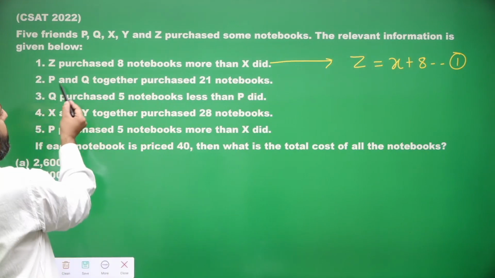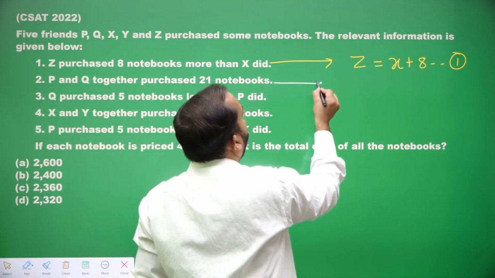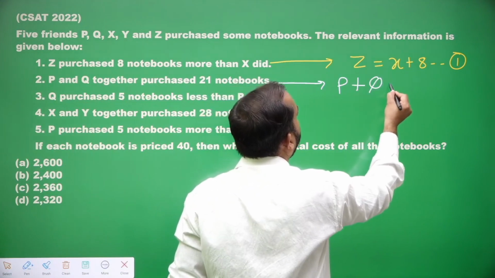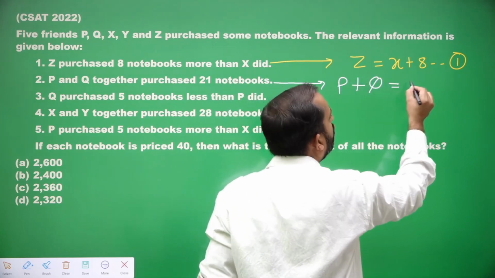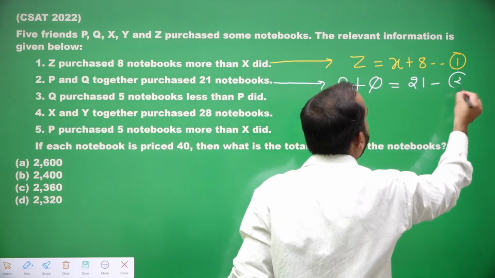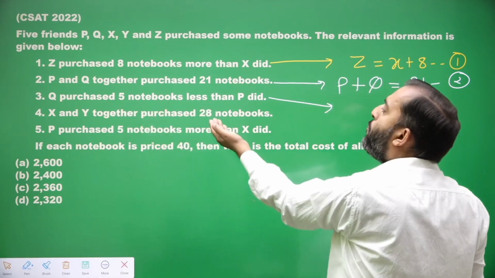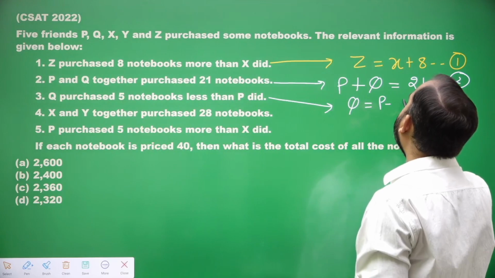Statement 2 says P and Q together purchased 21 notebooks. Let us assume P purchased P number of books, Q purchased Q number of notebooks. Then the number of notebooks purchased by P plus Q should be equal to 21. This is our equation number 2. Similarly, Q purchased 5 notebooks less than P. So the number of notebooks with Q should be P minus 5.